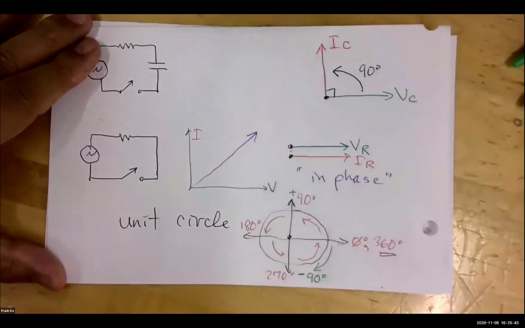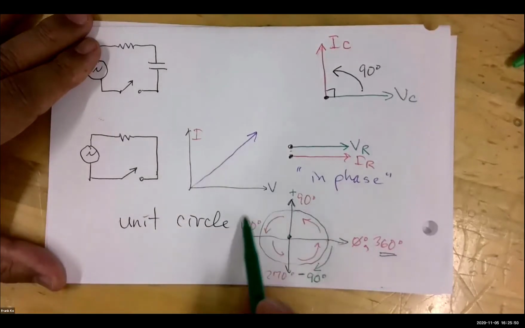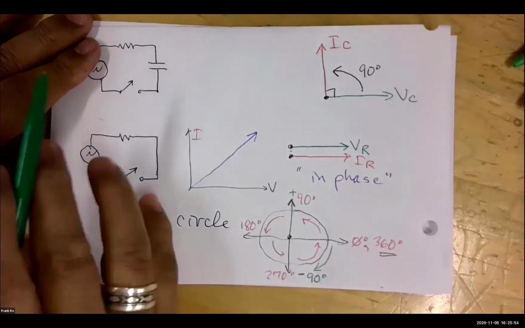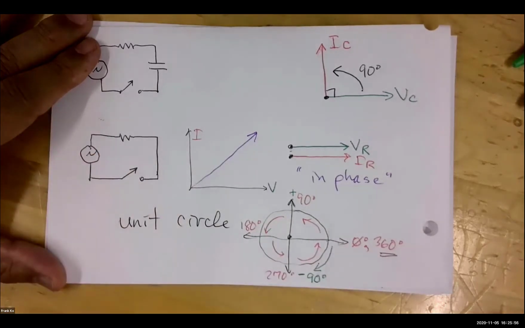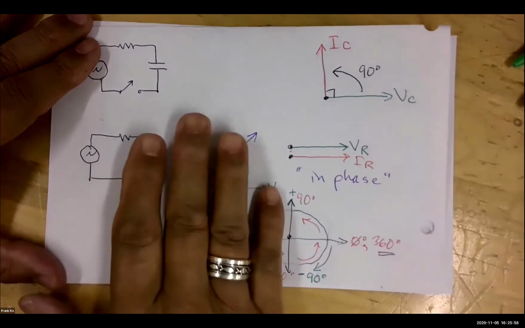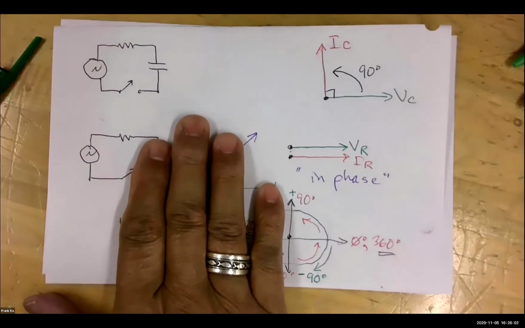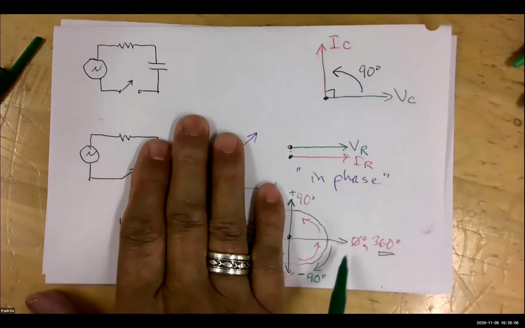So in other classes, in your math classes, your geometry and physics classes, they would be concerned about 360 degrees. For us, in electronics, we're really only interested in this half of our circle. We're only interested in 0 to positive 90 or 0 to negative 90.